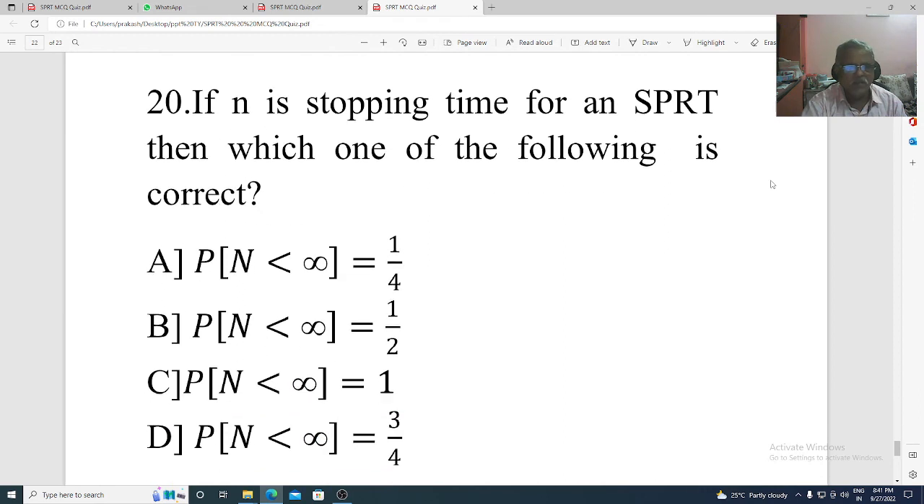Question number 20. If n is the stopping time for an SPRT, then which of the following is correct? Option A, probability of n less than infinity equal to 1 by 4. Option B, probability of n less than infinity equal to half. Option C, probability of n less than infinity equal to 1. And option D, probability of n less than infinity equal to 3 by 4. The correct option is option C, probability of n less than infinity equal to 1.